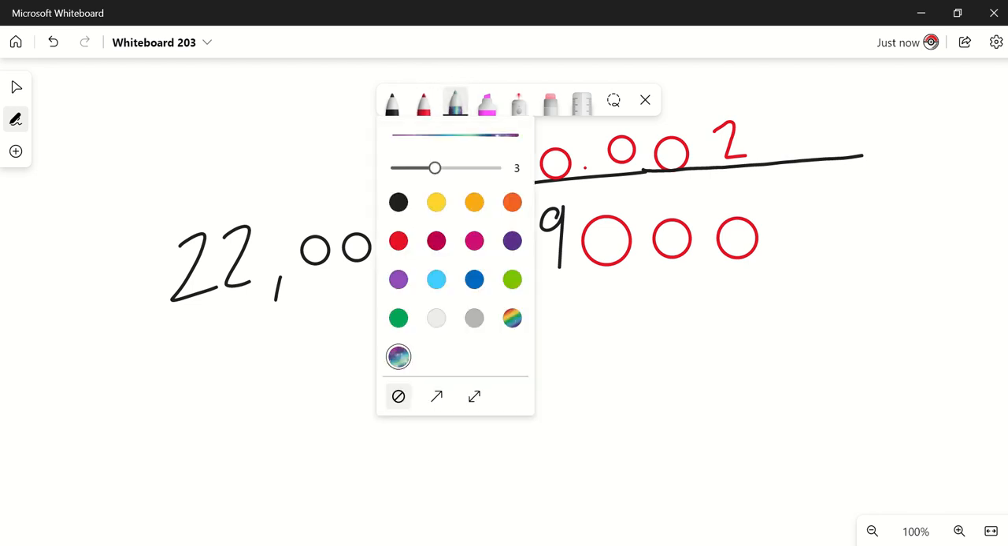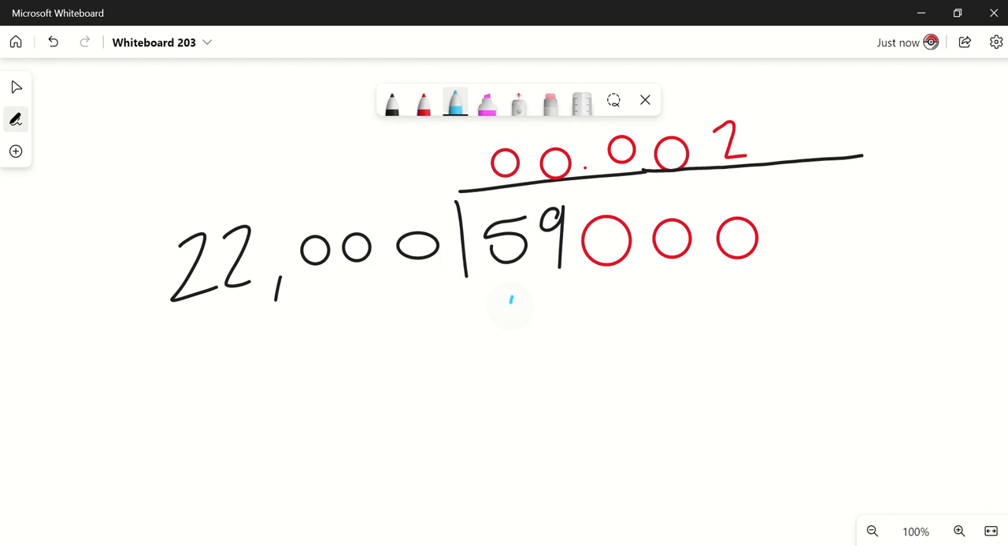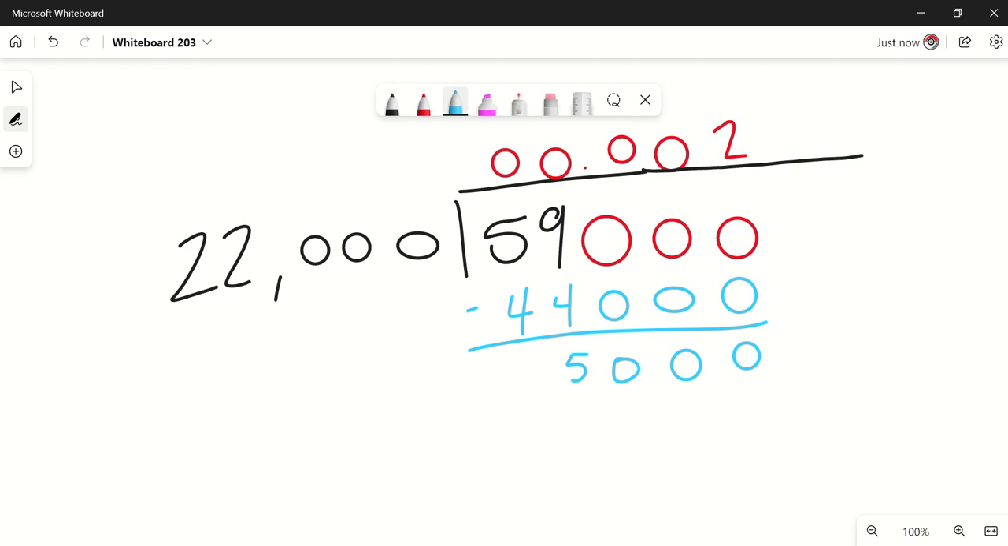So we're going to go ahead and change this color pen. This will be 44,000. When I subtract, 0 minus 0 is 0, 0 minus 0 is 0, 0 minus 0 is 0, 9 minus 4 will be 5, 5 minus 1, or 4, will be 1. This will be 15,000, and this will not work. Bring down another 0. This will now become 150,000. That should go in.